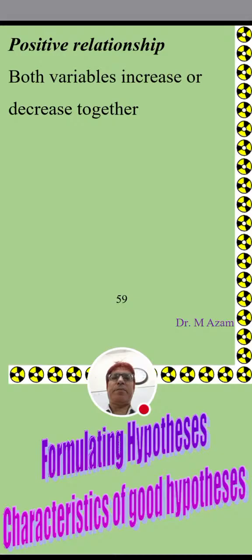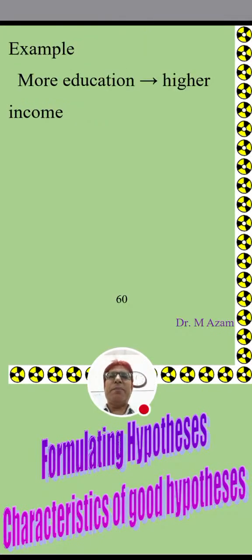Positive relationship: both variables increase or decrease together. If there is a positive relationship between the independent and dependent variables, then either both increase or both decrease. Example, if there is more education, there is higher income. If education increases, income increases. Is the relationship positive or negative? The relationship is positive among both the variables.